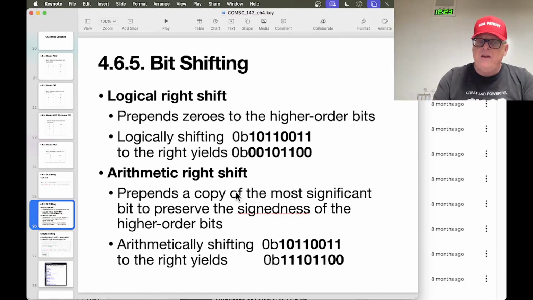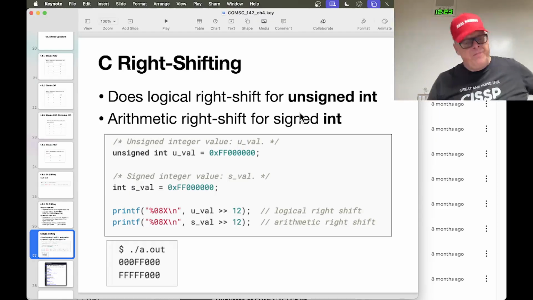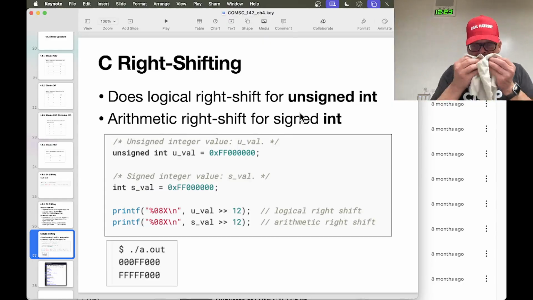Now, an arithmetic right shift prepends a copy of the most significant bit. So the fact is this thing was negative, so I'm going to keep on preserving it negative, so I'll keep copying this bit. Those are the differences between a logical right shift and an arithmetic right shift. All right. So in C, it does a logical right shift for unsigned integers and an arithmetic right shift for signed integers. That's how it works. It's an interesting fact. I don't think it's really going to matter when we get to assembler. We're not going to do these arcane things, but that's how it works.